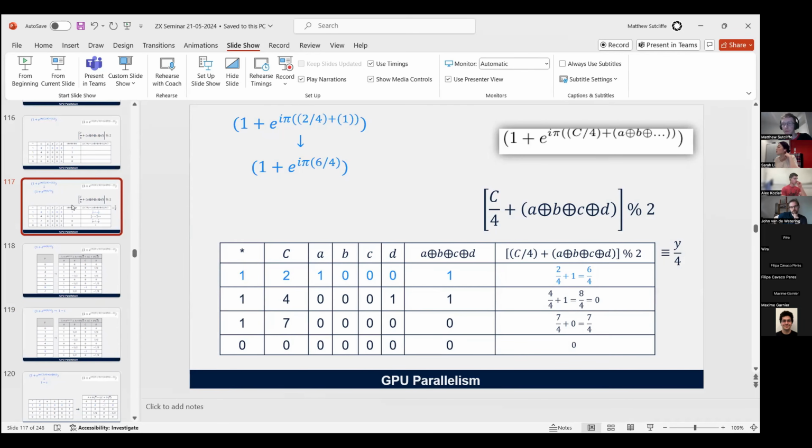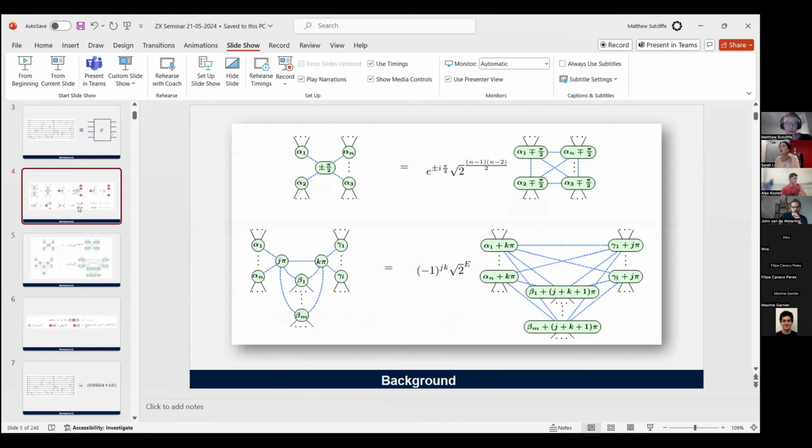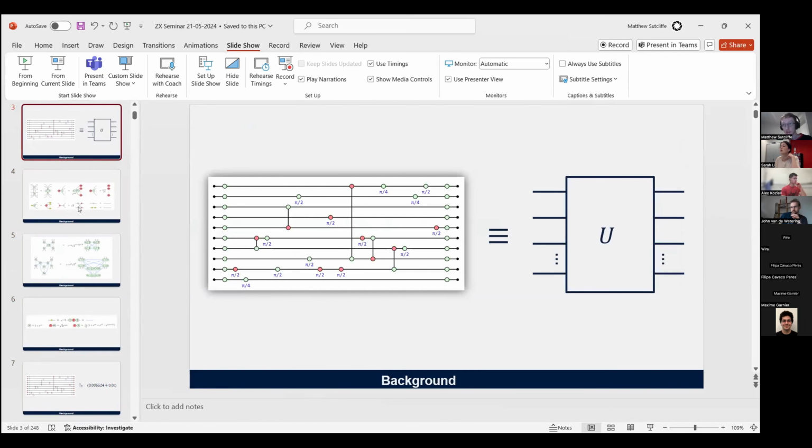What do you mean by resolution? I mean, at the moment we're just considering all the phases have to be multiples of pi over 4. So that's the Clifford+T regime. But if we increased it so it could be, say, pi over 8 or pi over 16, that's what I mean by increasing the resolution. Oh, okay.